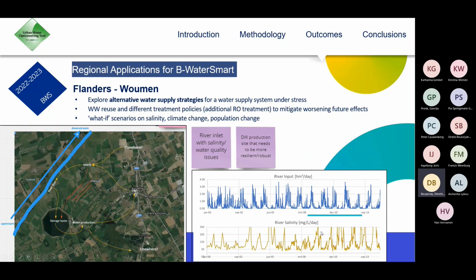So to counteract this, technologies such as wastewater reuse, but also different treatment policies will be modeled, and their effect on mitigating the risk against an uncertain future for this particular intake system will be demonstrated. We will also stress test these interventions using what-if scenarios on climate change, for instance, a combination of different salinity and the dryness of the river.